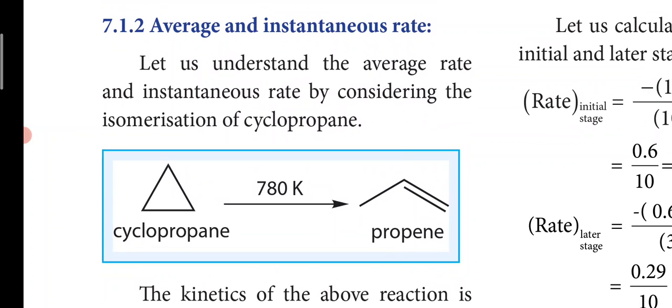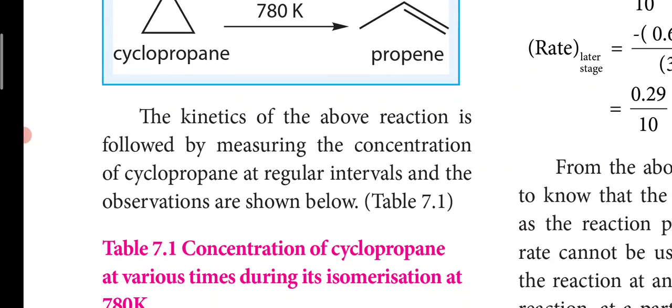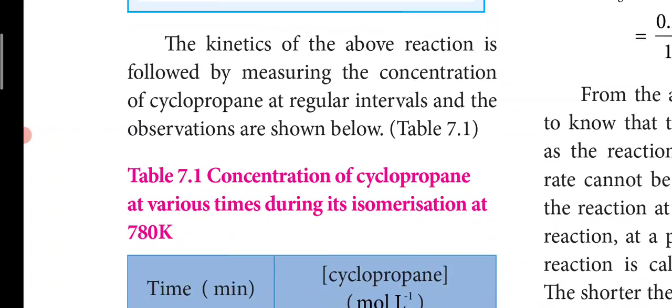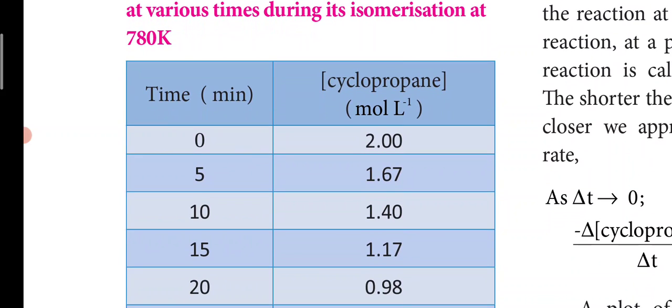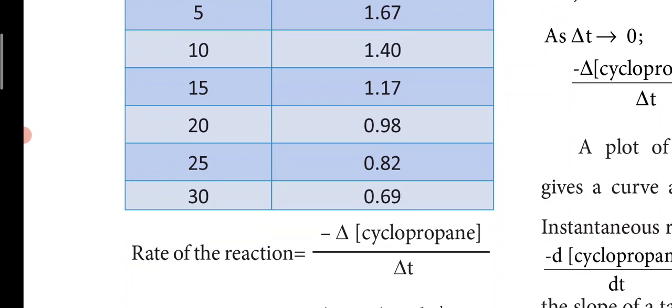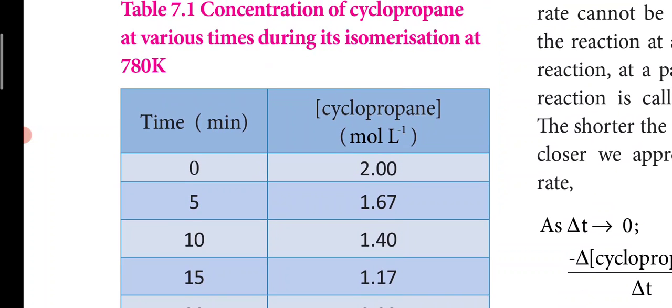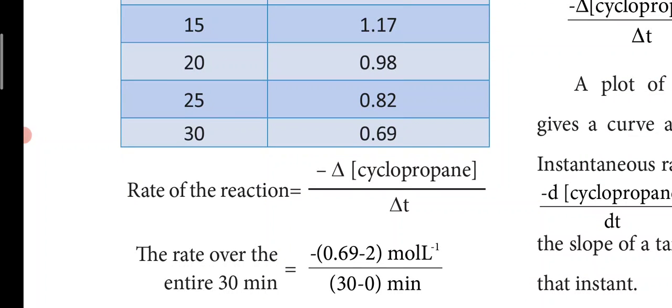Next is average and instantaneous rate. Let us understand average and instantaneous rate by considering the isomerization of cyclopropane. When we treat cyclopropane at 780 Kelvin, a bond breaks and you will get propene. The kinetics of the above reaction is given in the table. Initially the concentration of cyclopropane is 2 mole per liter, and at 5 minutes it is reduced, and at 30 minutes it is reduced to 0.69 mole per liter. The cyclopropane is reduced because it forms the product called propene.